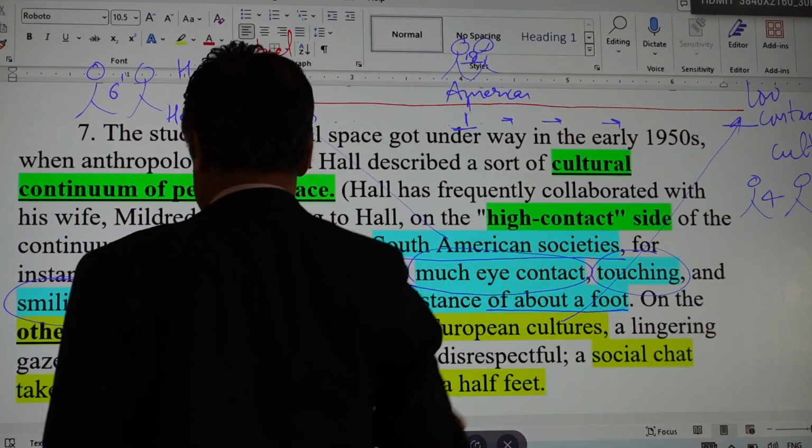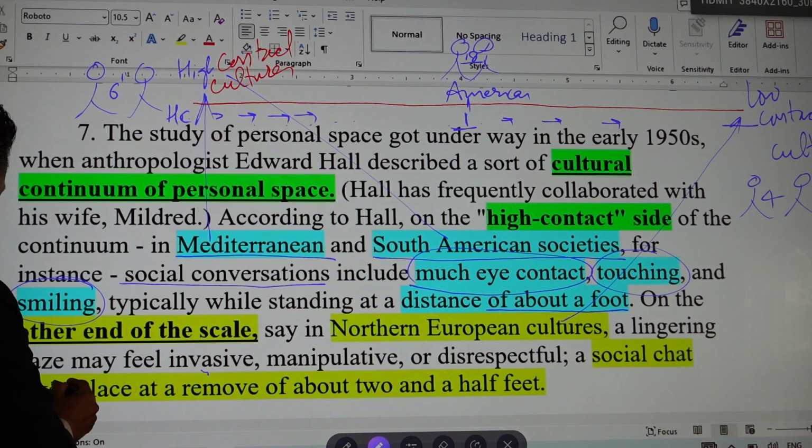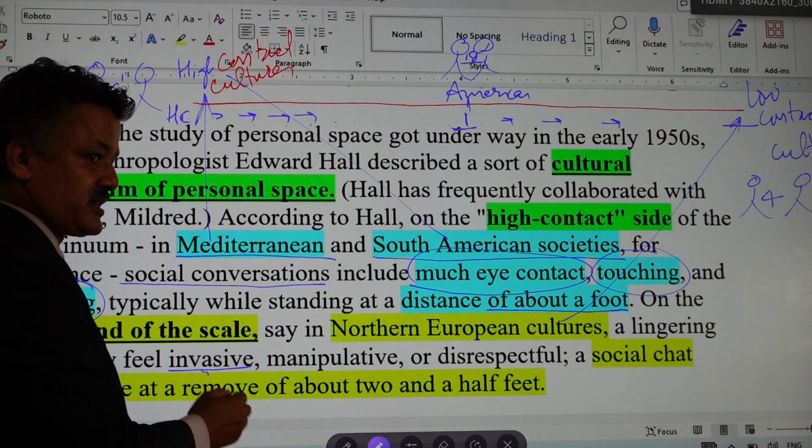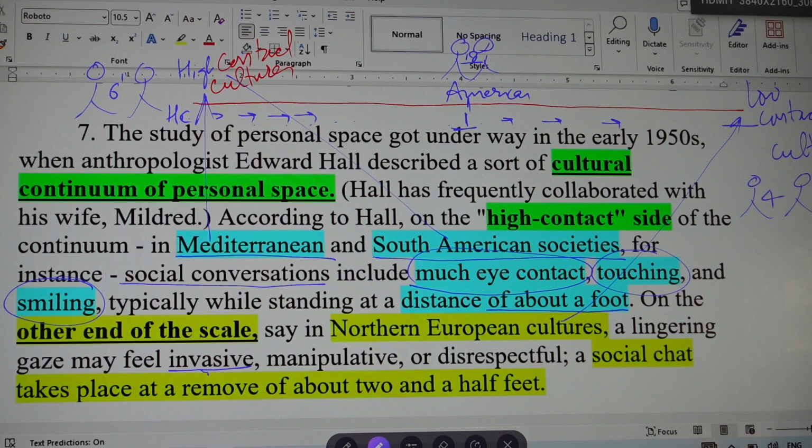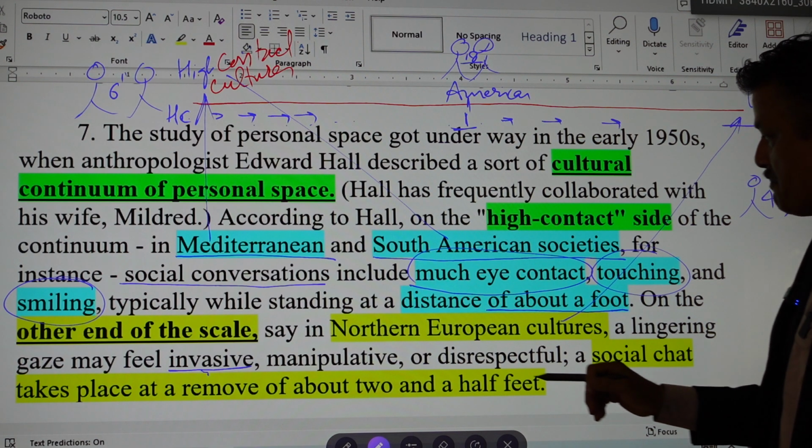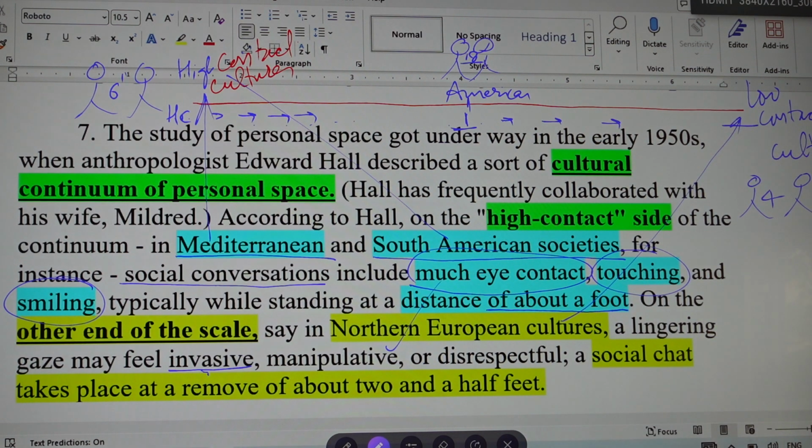See, in American society, North American, a lingering gaze may be invasive. Invasive means if you look at someone's eyes and keep looking, they will feel, oh, this guy is a terrorist, or this guy is a thief, or this guy is a robber, he is going to attack me. Invasive. And they will look for security. Manipulative. If I look at her eyes continuously, she will feel that this man is trying to do something wrong with me. He is trying to manipulate me. He is trying to do something harmful to me.